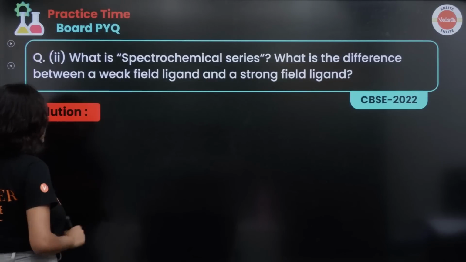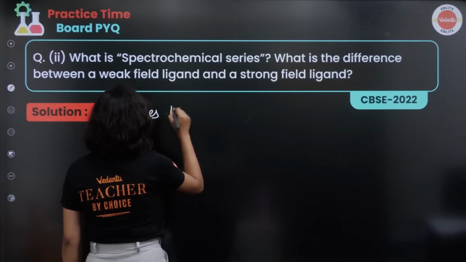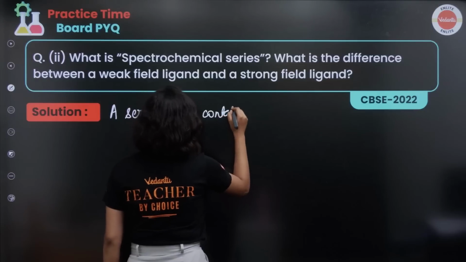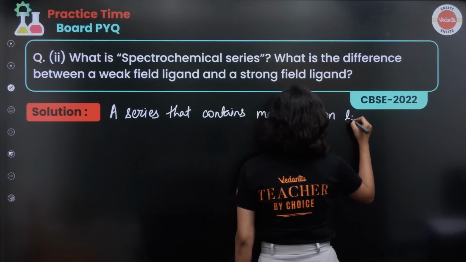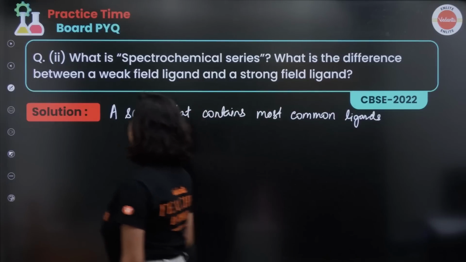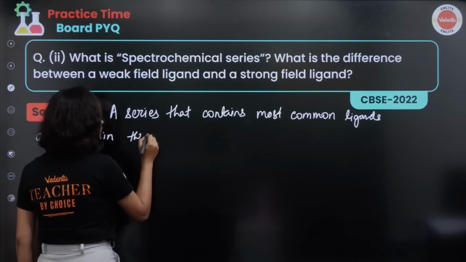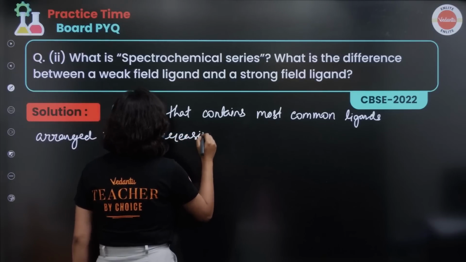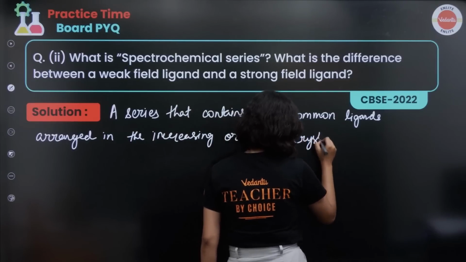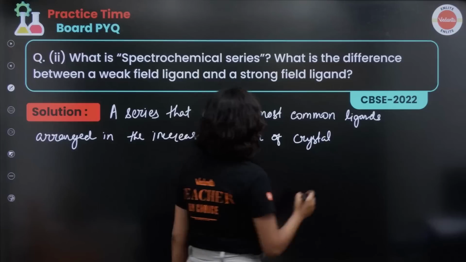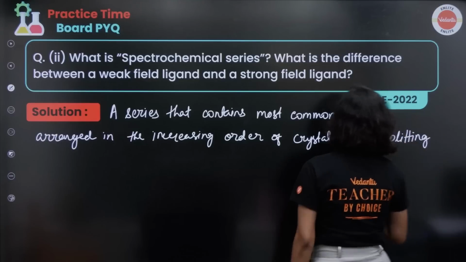What is spectrochemical series? Spectrochemical series: a series that contains most common ligands, arranged in the increasing order of crystal field splitting energy, which is also called as CFSE. Do you remember that CFSE? Yes. Crystal field splitting energy.